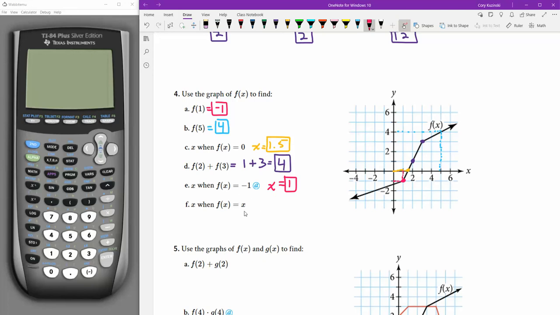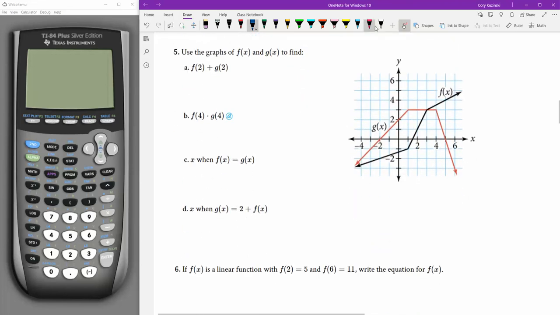X when f of x equals x. Ooh, interesting. Where are they equal to each other? Right here. Are there other places where they're equal to each other? So we've got x at -2. That's one answer. I think there's another spot. Yeah, we even saw it, didn't we? f of 3 is 3. So there it is right there. So those are the two spots. It's actually two solutions, two values of x where the input equals the output.